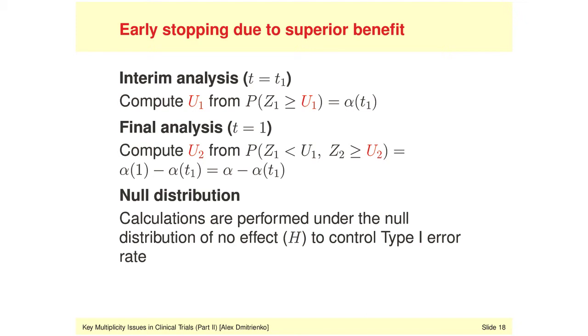I would like to emphasize that those calculations are performed under the null distribution of no effect. We assume that the hypothesis H is actually true because that is the condition that helps us control the overall type 1 error rate in the trial.